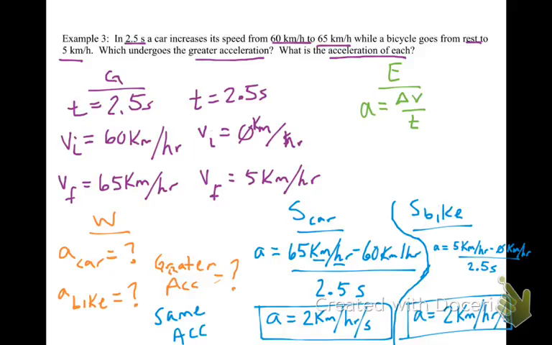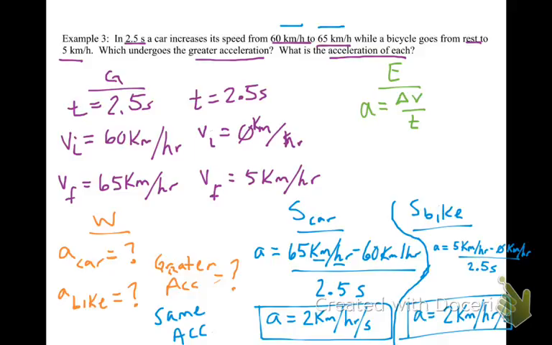Which makes sense. Probably many of you already, just by looking at it, said, well, our car only increased by 5 kilometers per hour in those 2.5 seconds, and our bike only increased by 5 kilometers per hour in those 2.5 seconds. Therefore, they're undergoing the same acceleration. You would be correct. However, I wanted you to show me mathematically how you would solve for that.